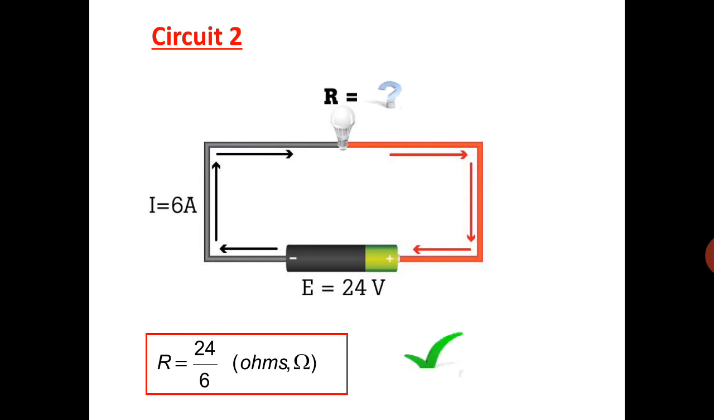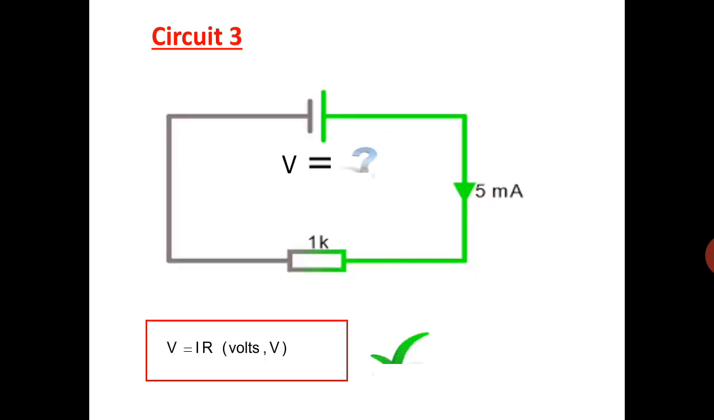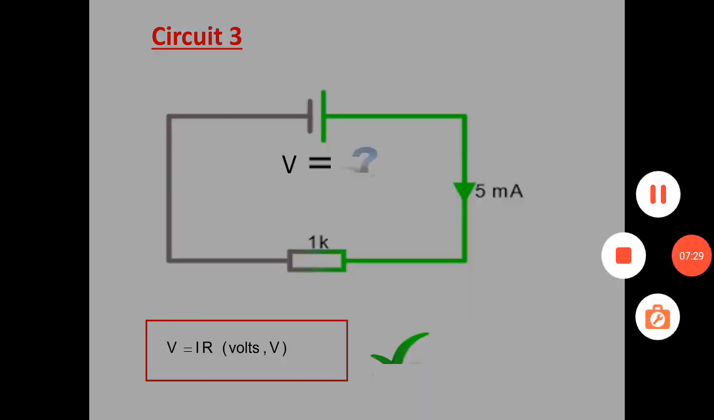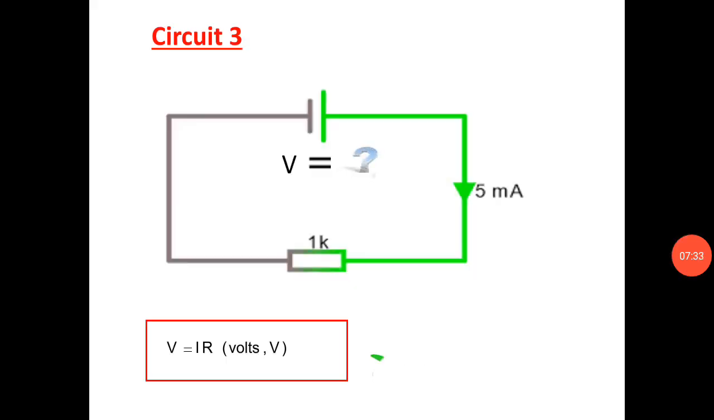Voltage is given as 24 volt, current is given as 6 ampere. You are identifying the answer. So R is equal to 4 ohm. Going to the next condition, here the voltage is an unknown parameter. They are asking you to identify the voltage.